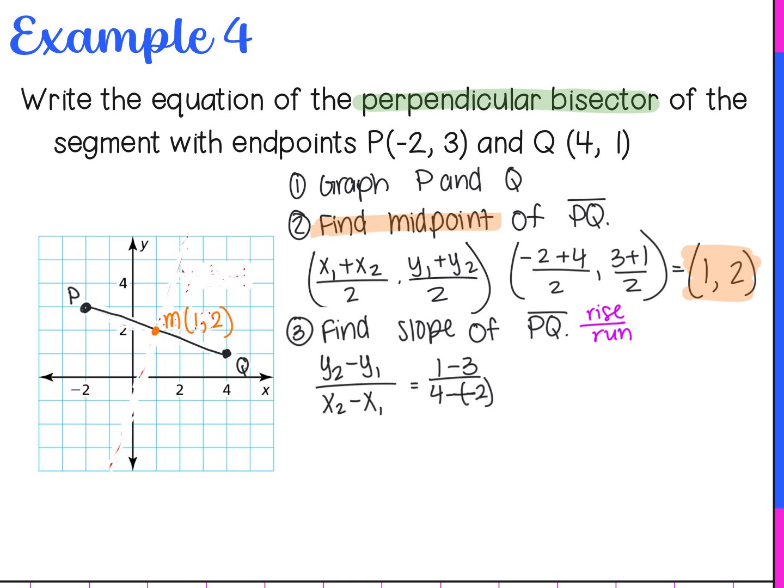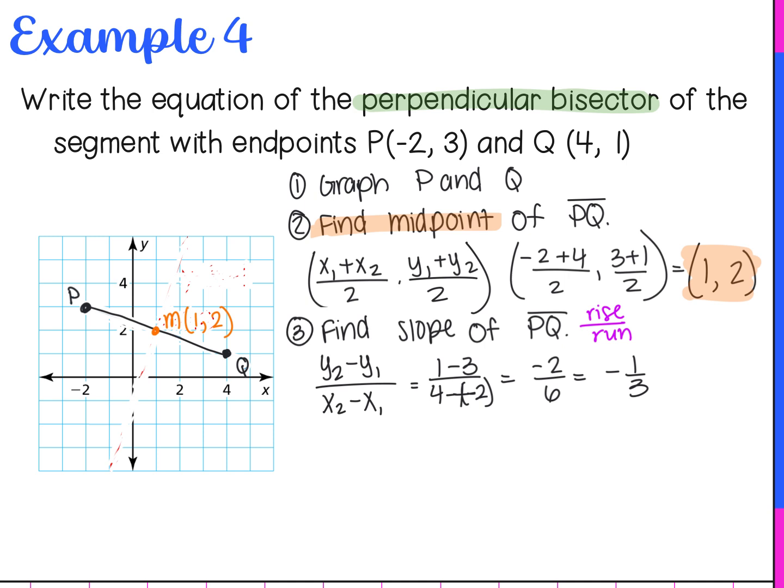I'm going to change this to a plus symbol. 1 minus 3 is going to give me negative 2. 4 plus 2 is going to give me 6. Simplifying it, my slope is going to be negative 1 over 3. If I counted, okay, I'm not going up. I'm not rising. I'm going to go down because it's negative. I went down 2 over 1, 2, 3, 4, 5, 6, which is what I had. I just simplified it.